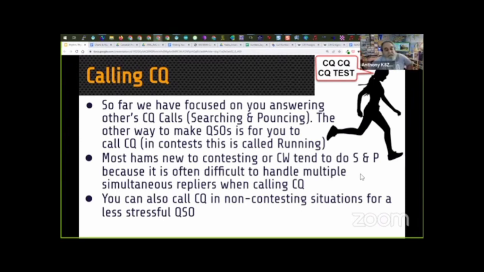But you can spend plenty of time listening for a station when you're hunting and pouncing and not have to have that pressure on you that you do when you're calling CQ. I would suggest you try out calling CQ in non-contesting situations for a much less stressful process, and that'll help you learn how to call CQ and deal with the pileup that results.